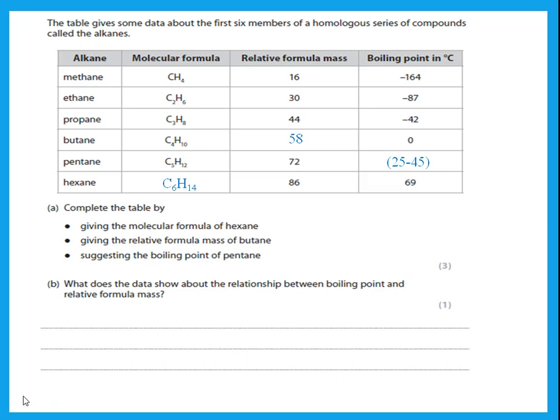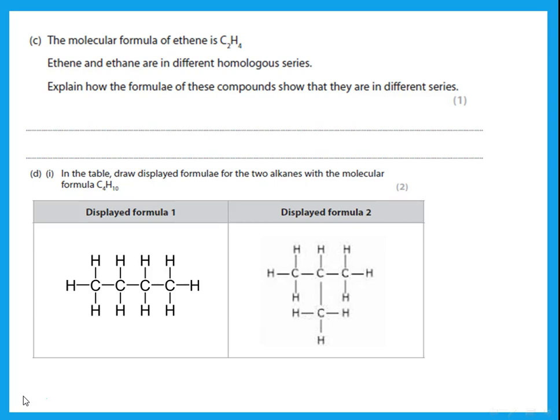What does the data show about the relationship between boiling point and the relative formula mass? Now, what is happening to the boiling point as the relative formula mass increases? As the relative formula mass increases, the boiling point increases. Molecular formula of ethene is this. Ethene and ethane are in different homologous series.